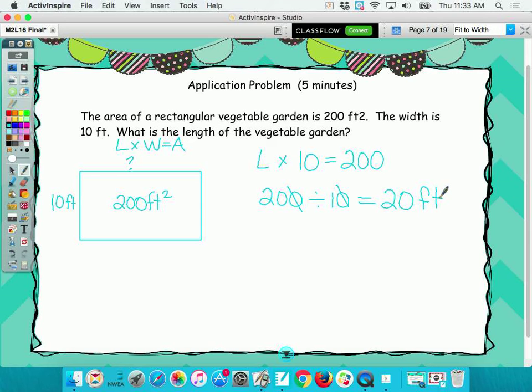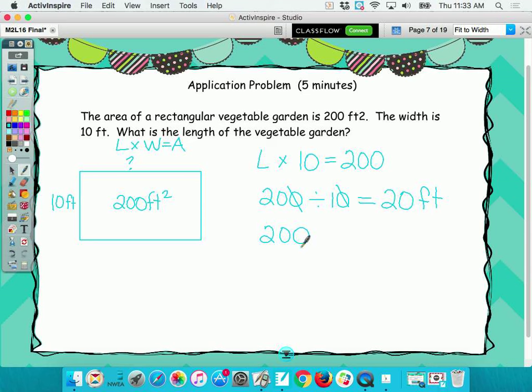Now, not squared. The only one squared is area. Okay, let's talk about what really happens to 200 when I divide it by 10. Who knows? Katie? You take away a 0 because if you multiply anything by 10 you add a 0. Okay, so that's true. Anything times 10 adds a 0 to the end, so it makes sense to take off a 0 when you divide, because multiply and divide are opposites.